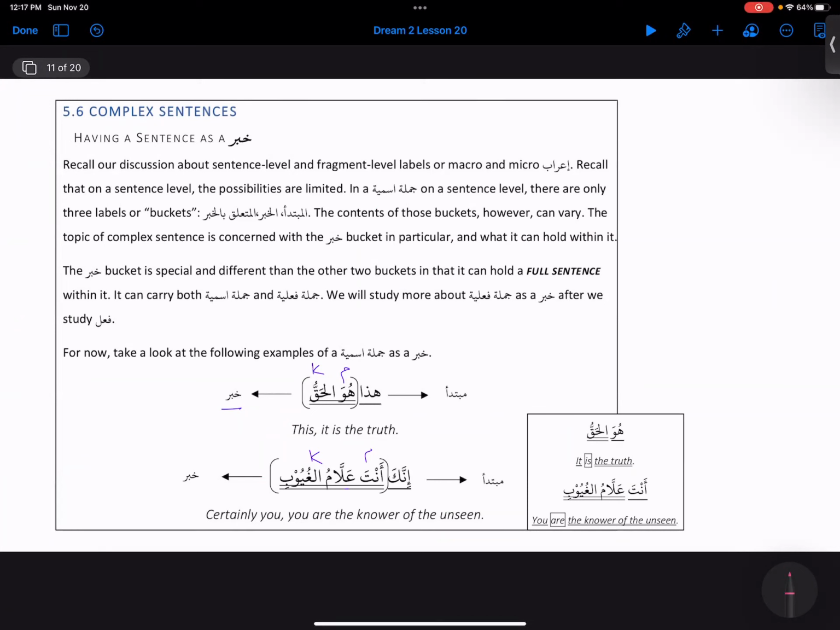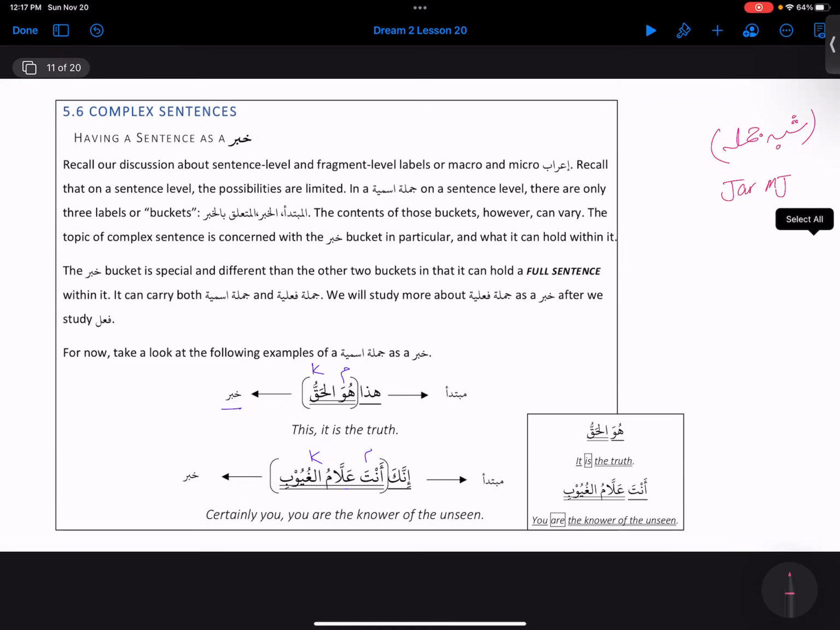Complex sentence. Having a sentence as a khabar. So far, we have seen khabar as a mufrid ism, because jar majroor fragments, some people call them shibu jumla khabar. I think I mentioned that last class, right? Yes. In some grammatical books, they say Shibu Jumla, which we call Jar Majroor. So they call them Shibu Jumla Khabar.